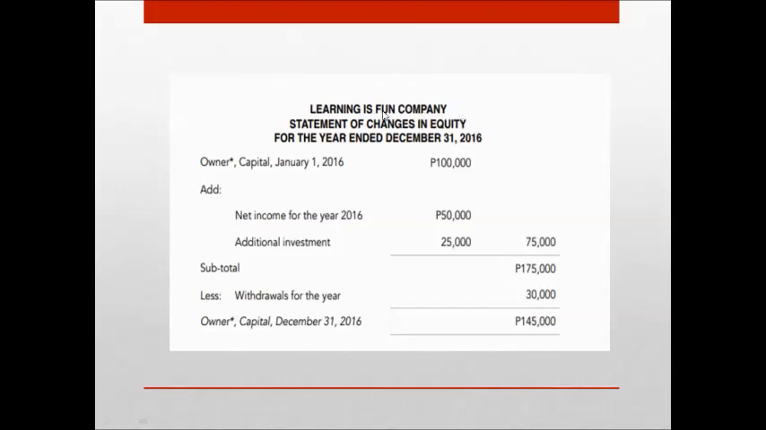So the headers should consist of the name of the company and the name of the statement. If it is a statement of changes in equity, put this name. If it is a financial position, put the statement of financial position. If it is a statement of comprehensive income, put statement of comprehensive income. So lagi silang meron ganito.